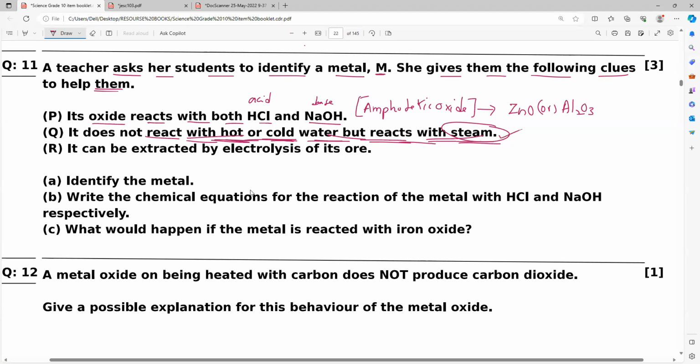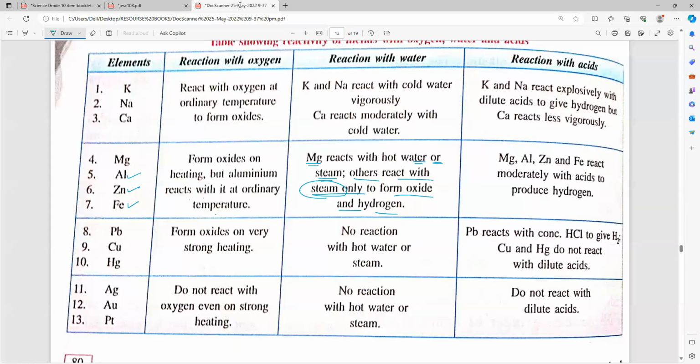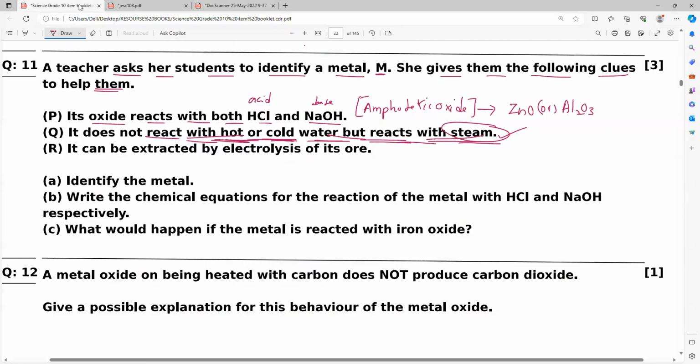So based upon this statement, can you decide whether it is aluminum or zinc? Is it possible to decide? Why is it not possible? Because both will react with steam only. Do you understand, everybody? So that's the reason you cannot decide.